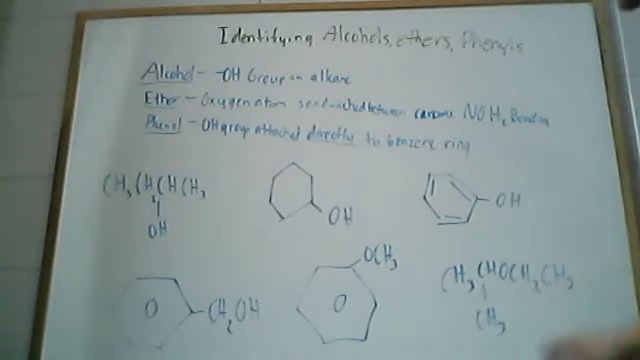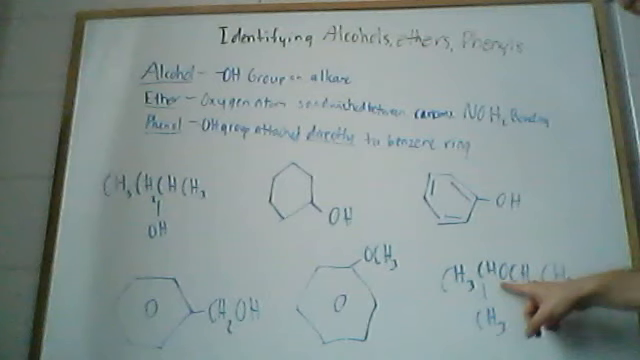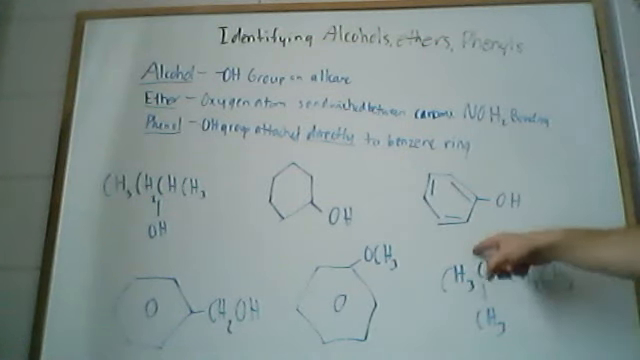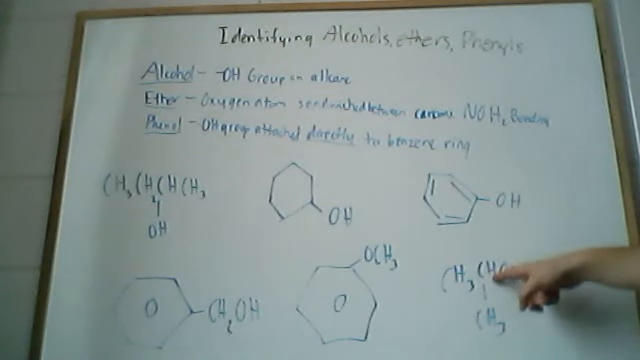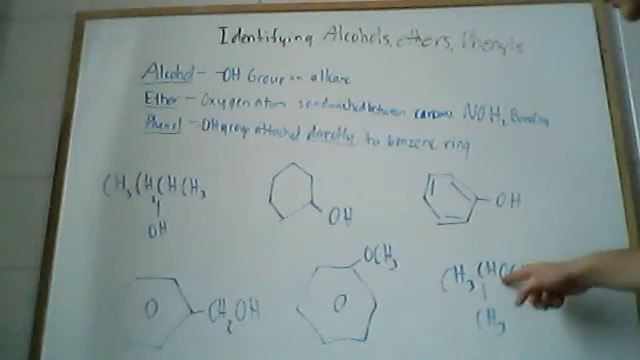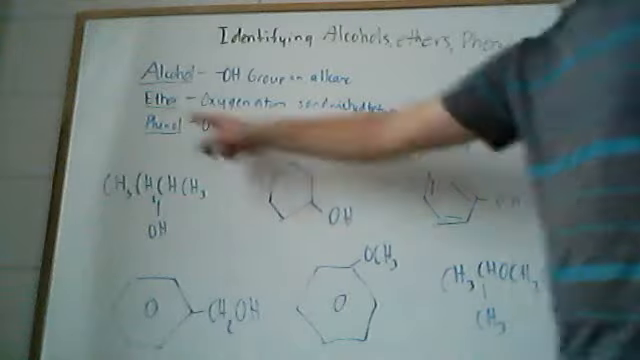In our last example, let's find the oxygen atom. It's right here. We have an oxygen atom sandwiched between two carbons. This hydrogen right here is attached to this carbon. So this oxygen is attached to two carbons. No hydrogen bonding. It must be an ether.